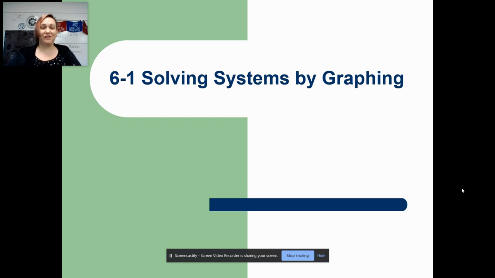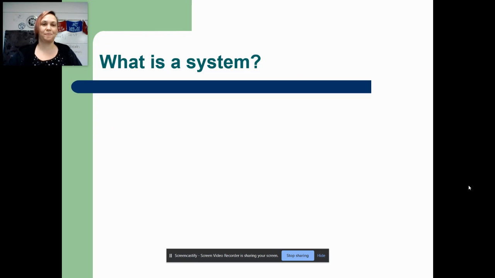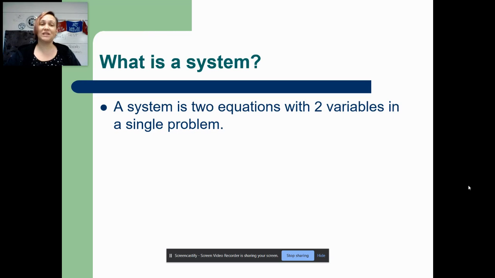Before we get into graphing though, let's talk about what a system is, because that's what this whole chapter is all about. And so it's important that we understand what a system is and what our goal is on these problems. So what is a system? A system is a single problem with 2 equations that have 2 variables in them.